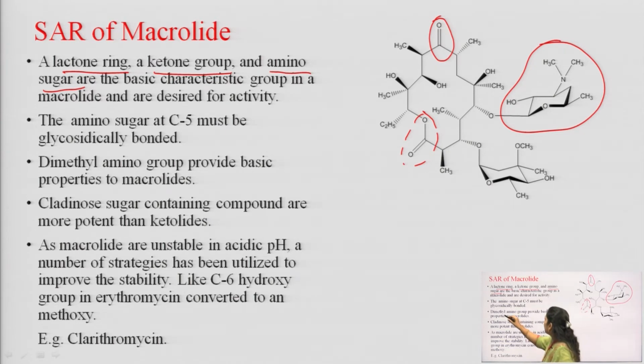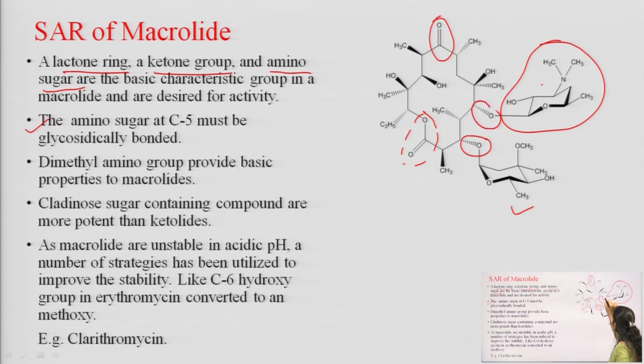Next, both sugars, whether it is an amino sugar or whether it is a neutral sugar, should be bonded glycosidically for their activity. This is a basic necessity of a macrolide, that both sugars, whether amino sugar or neutral sugar, should be bonded through the glycosidic bond. Next, the dimethyl amino group is important for the basic character.